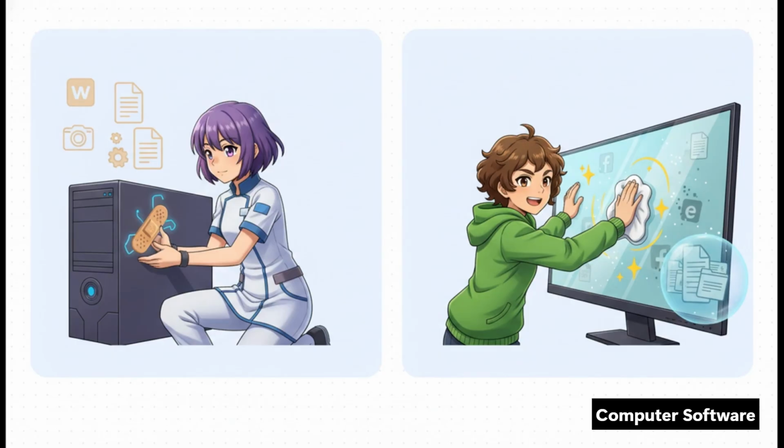Now, you've got two very different paths here, so it's really important to know the difference. A repair installation is kind of like a deep system cleaning. It reinstalls Windows right over the top of itself, fixing corrupted files while keeping all your personal data, your settings, and all your installed apps.